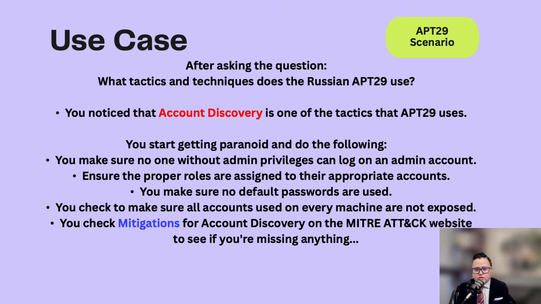And you start checking to make sure that all accounts used on every machine are not exposed or cannot be enumerated. And this is the part where you decide, okay, I want to find out what the mitigations are for account discovery. And you click on that, you expand on it, and you go to the web page and you see the mitigations that can be done for account discovery on the MITRE ATT&CK webpage. Now you're going to check if you're missing anything because you want to start plugging in any holes and covering all your bases.